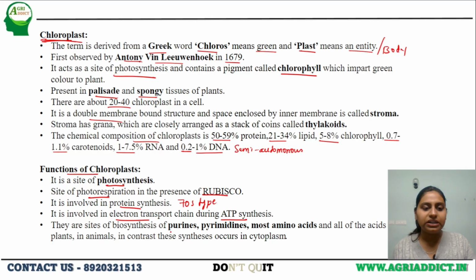And remember that chloroplast is a site where purines, pyrimidines and most of the amino acids are synthesized. Purines and pyrimidines are the major nitrogen bases which are synthesized in the chloroplast, whereas in case of animals, this synthesis takes place in the cytoplasm.